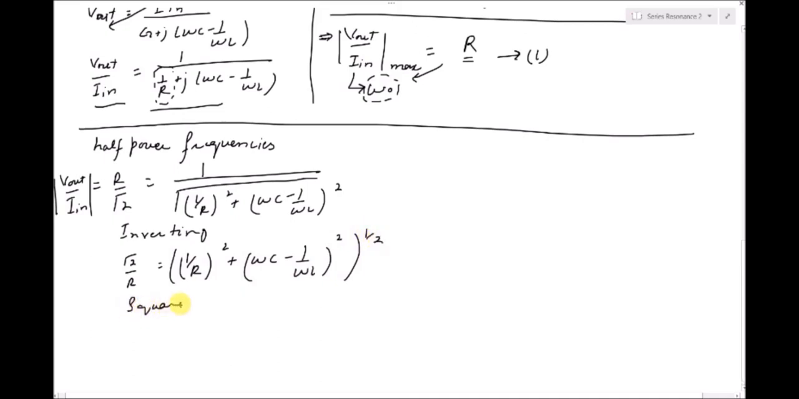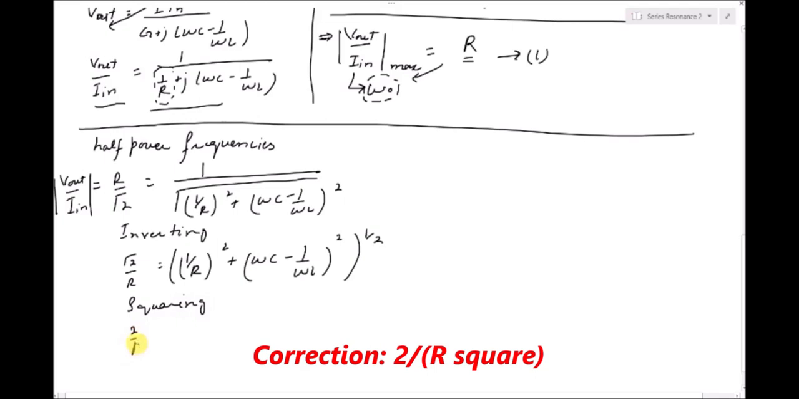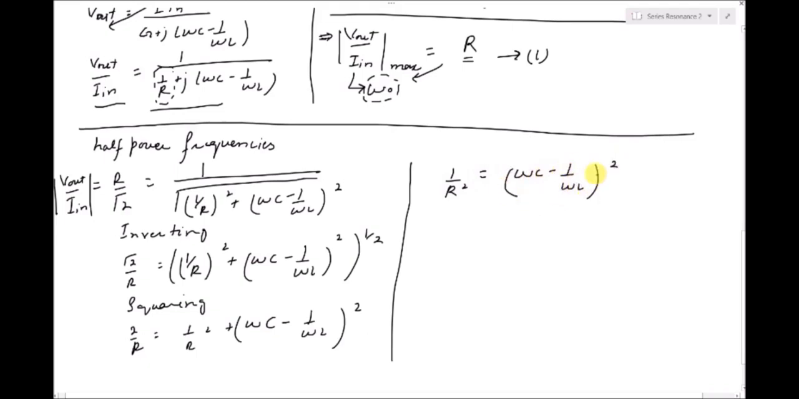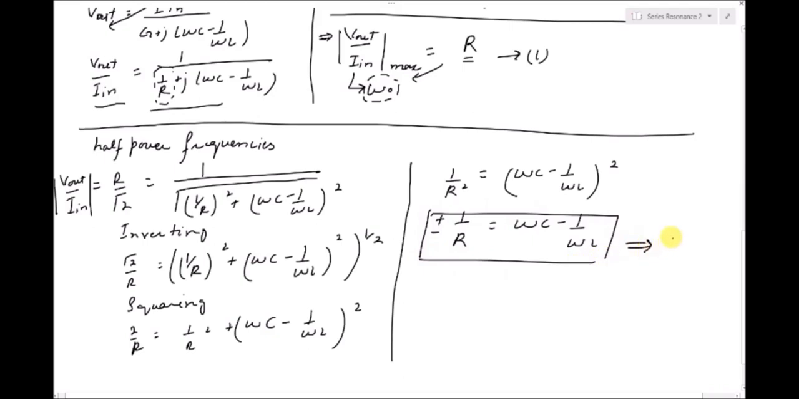Squaring, it will become 2 over R squared is equal to (1 over R) squared plus (omega C minus 1 over omega L) squared, and after simplifying it, it will be (1 over R) squared is equal to (omega C minus 1 over omega L) squared, and after taking the square root, it will be 1 over R is equal to omega C minus 1 over omega L. So this will be your equation A.